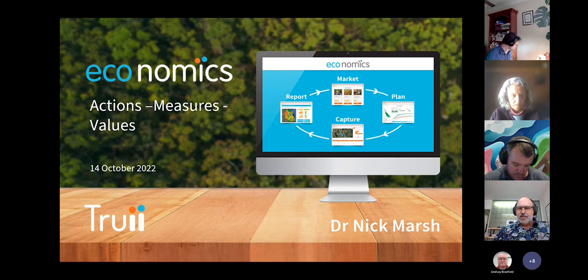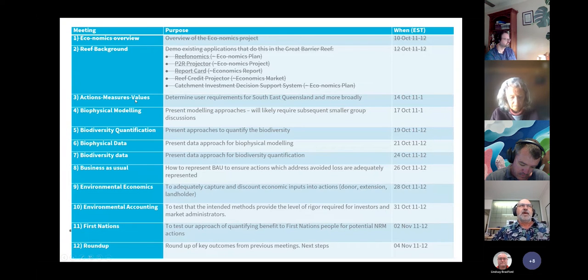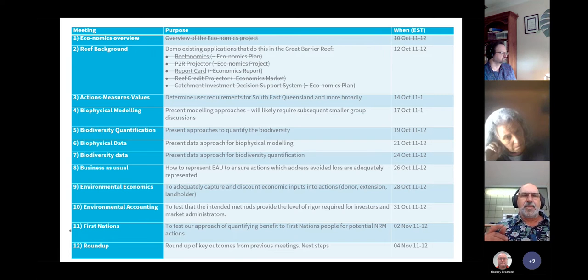So this is the third workshop in this 12 workshop series around the economics collective body of work. And this one's all about actions and measures. The purpose of today is to make sure that we've got a collated list of all the likely things that we want to do in the NRM landscape, so that we've got the full scope of things to try and represent in a modelling sense, so that the underlying modelling architecture is flexible enough to deal with that.